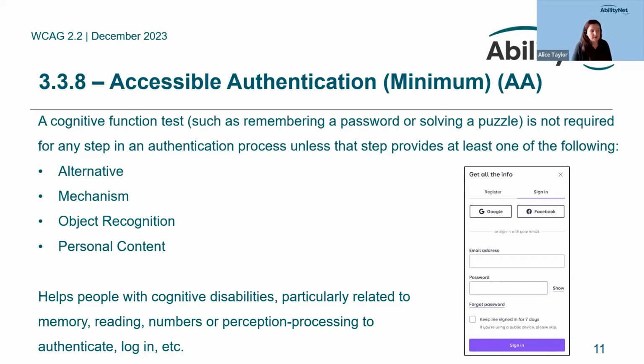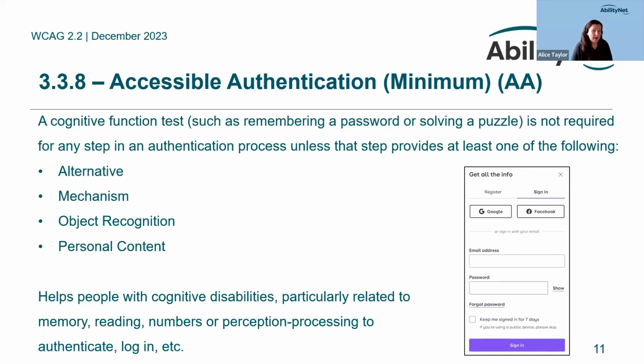So the things we want to think about are that there needs to be at least one of the following: alternative, mechanism, object recognition, and personal content. If you first think about what is meant by alternative, this is to make sure that there is another authentication method that does not rely on a cognitive function test. So this could be a QR code, just as an alternative example.